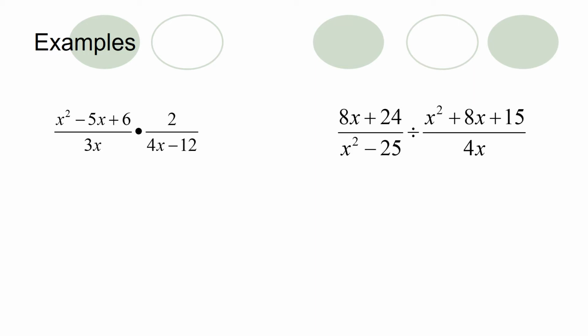Here's 2 examples for you to do on your own. Pause the video at this point to give yourself a chance to do them. Let's take a look at the left side. Let's factor this numerator first. Factors of positive 6 that add up to negative 5 are negative 3 and negative 2.